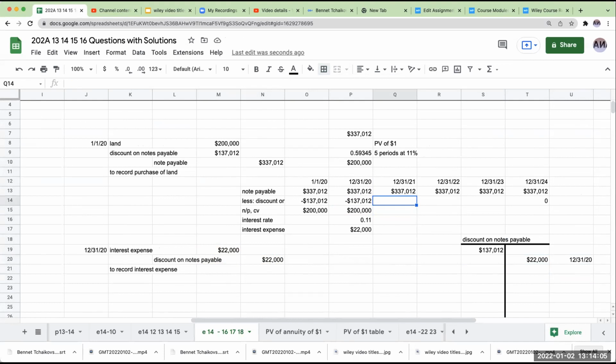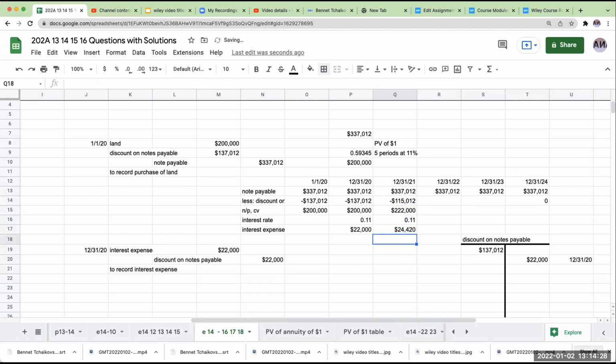Now, the question's not asking for us to do this, but I always like to do this anyways. What happens the following year? Well, my discount on notes payable is no longer $137,012. Rather, what it's going to be is $137,012 less, or basically plus this amortization. So now my note payable carrying value is going to be $222.